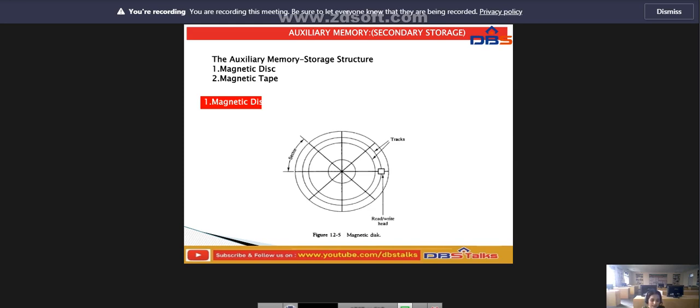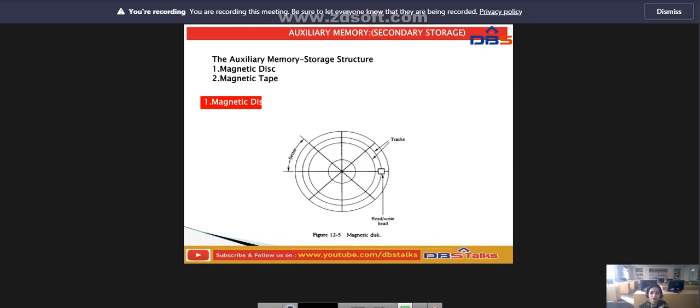So it detects by changing the magnetic field produced by the recorded spot on the surface as it passes through the read head. This is called the read and write head. In this magnetic disk, bits are stored in the magnetized surface.